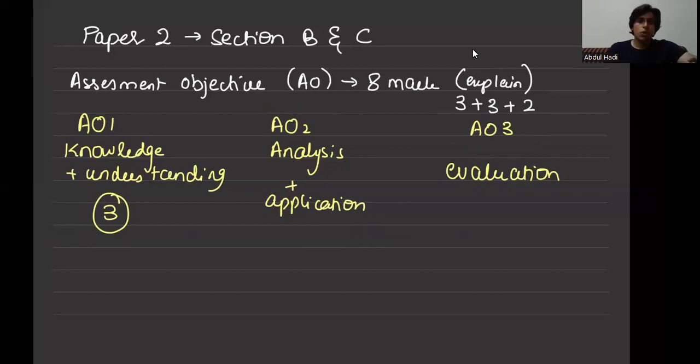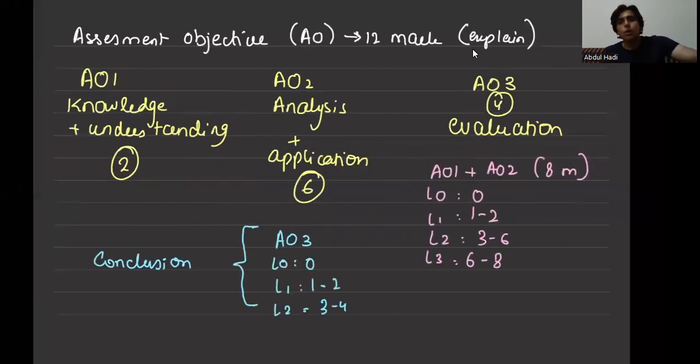All right. So this is what the assessment objectives are for the 8-mark question. Now, talking about the 12-mark question. Usually, previously there was no knowledge demanded by the examiner in, say, part B.